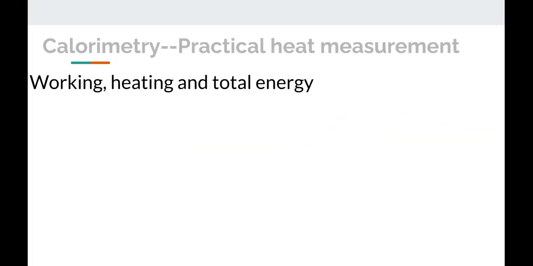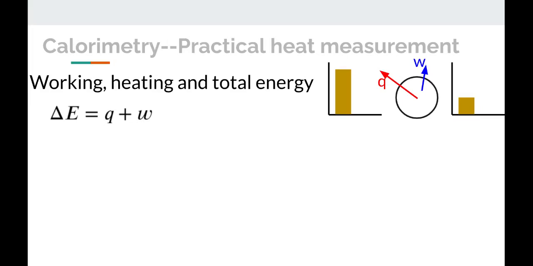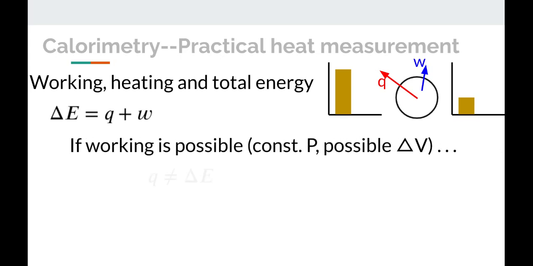Now let's start to take into account working as well as heating, because a calorimeter only measures energy transfer through heating. The total amount of energy transferred out of or into a system is equal to the sum of the energy transferred through heating and the energy transferred through working. If you have a situation where working is possible, in other words, the volume can change, this would be a constant pressure situation, volume can change, then the amount of energy that you're measuring in your calorimeter is not equal to the total energy exchange, because calorimeters can only measure Q.